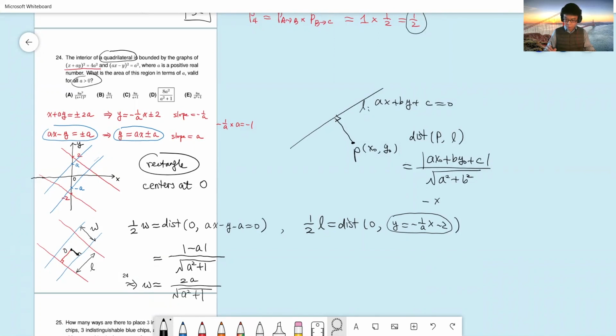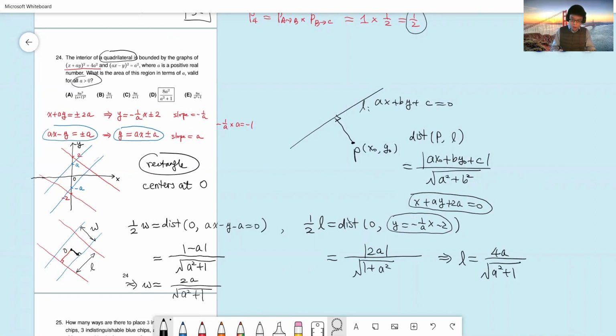Okay. Let me move to one side to the standard form. So it's x plus ay plus 2a equals 0, right? That's equivalent. And the formula gives the following: 2a in absolute value is just 2a, over root 1 plus a squared. So we have L equals 4a over root a squared plus 1.